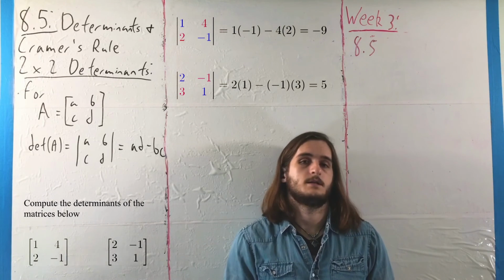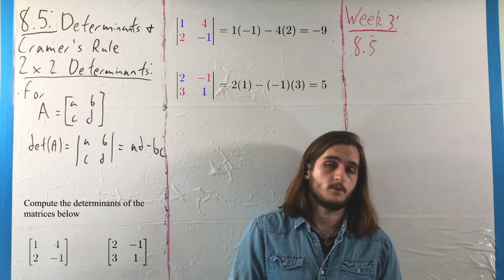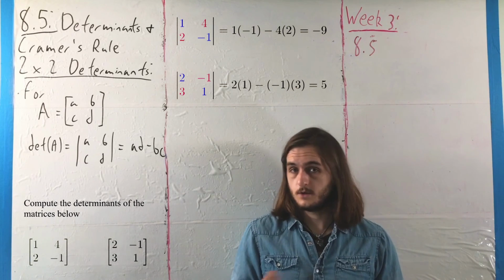Anyway, the next thing we're going to look at is how we can apply determinants to solve systems of equations using what's called Cramer's rule.